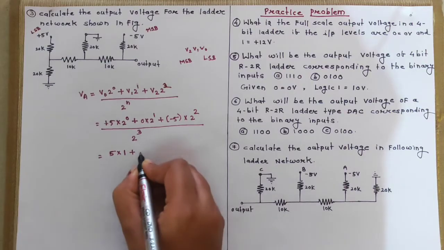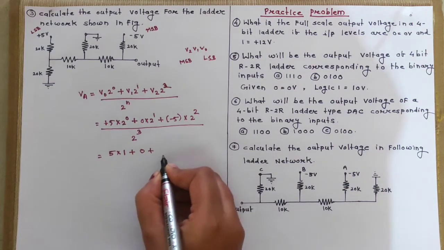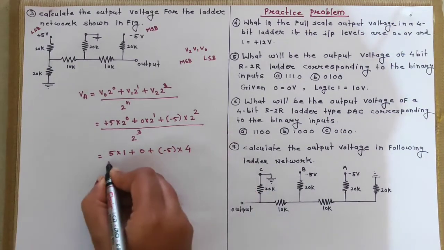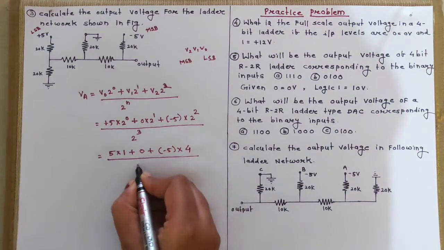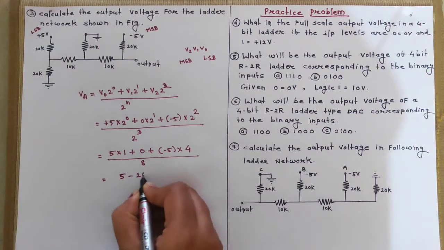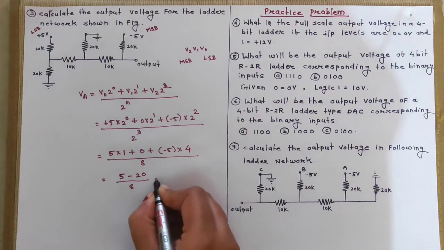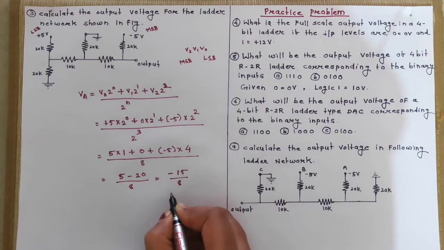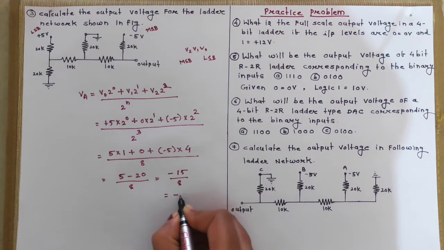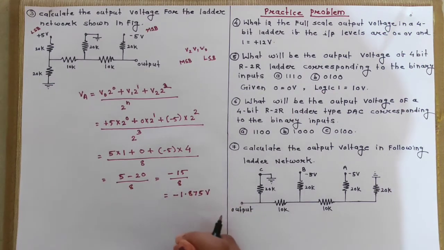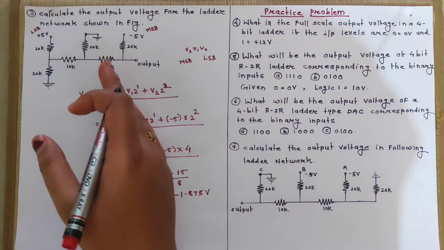So simplify this, 5 into 2 raised to the power 0 comes out to be 1, 0 multiplied by anything comes out to be 0, -5 into 2 raised to the power 2 is 4, upon 2 raised to the power 3 is 8. 5 minus 20 by 8, 5 minus 20 is -15 by 8. After solving this, it comes out to be -1.875 volt. So this is the answer. This is the analog output voltage for this ladder shown in this figure.